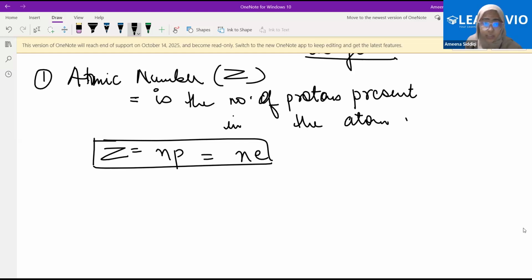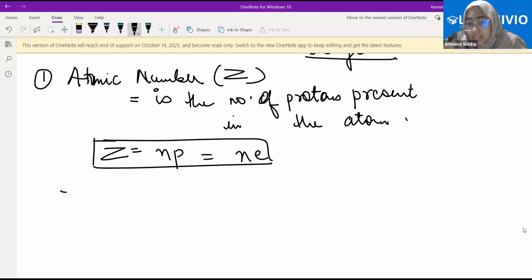The next point that I'm going to speak is very important. Atomic number for an atom is its identity card. What do I mean by saying this? Let's suppose Ali and Rishikesh are two atoms. If you both have the same atomic number, that means both of you are the same type of atom, right?